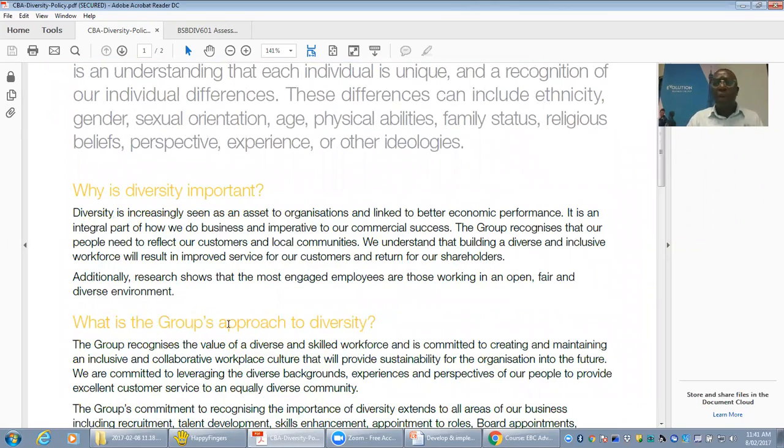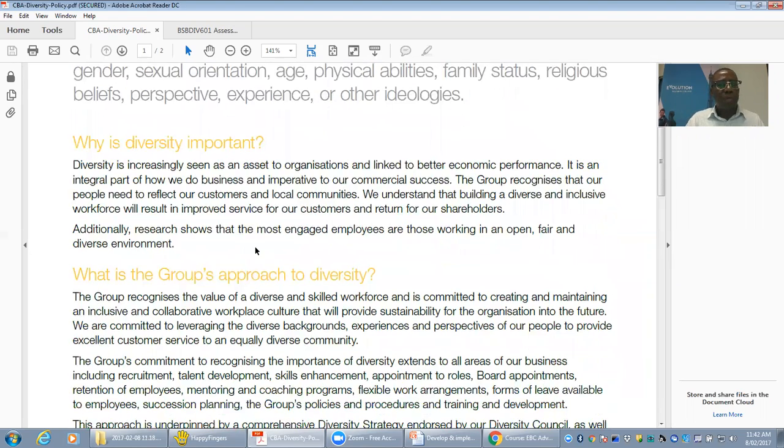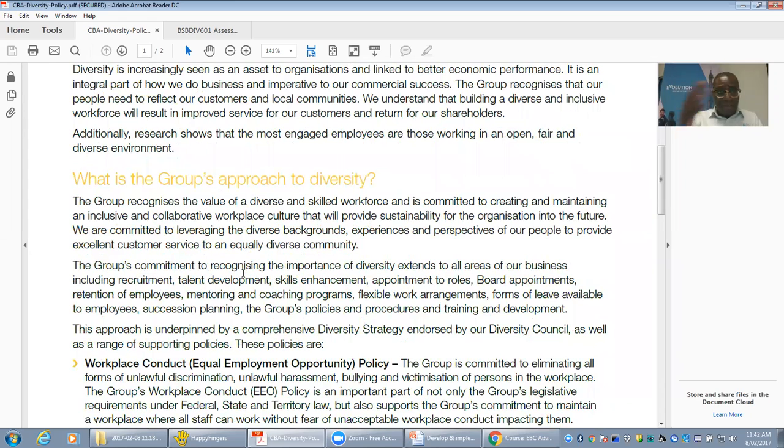So why is diversity important to the bank? It is seen as an asset to organizations. There on your balance sheet, it's an asset. And it links to better economic performance. It is an integral part of how we do business and imperative to commercial success. So the group recognizes that our people need to reflect our customers and local community, what we mentioned before. And then they have the policy there.